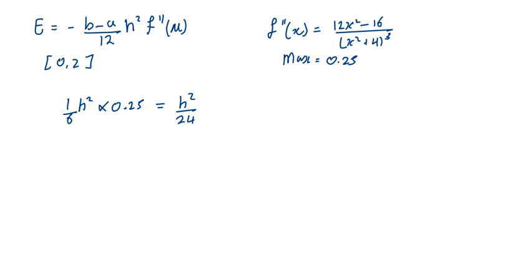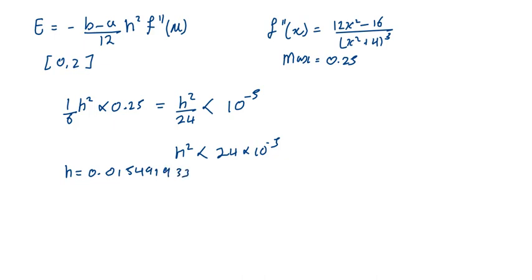Okay, so now remember, this here is supposed to be within the required error of accuracy. That's going to be 10 to the power negative 5. So you're just going to say your h squared is supposed to be less than 24 by 10 to the power negative 5. If you punch that on your calculator, you're going to end up with the value of h being equals to 0.015491933.